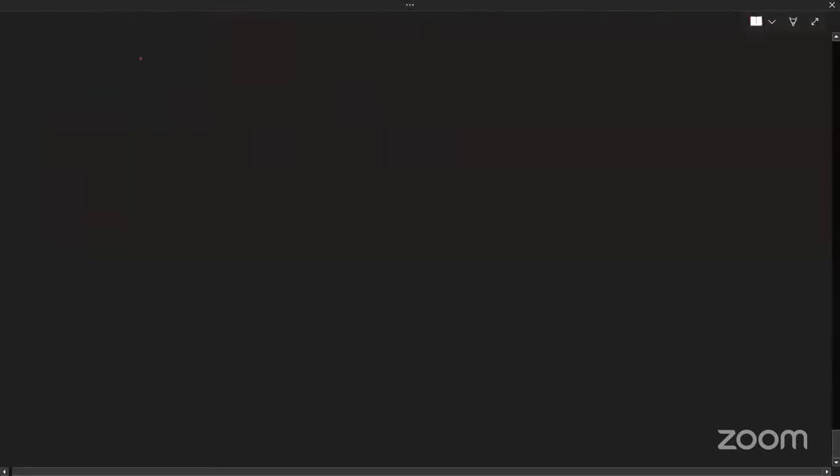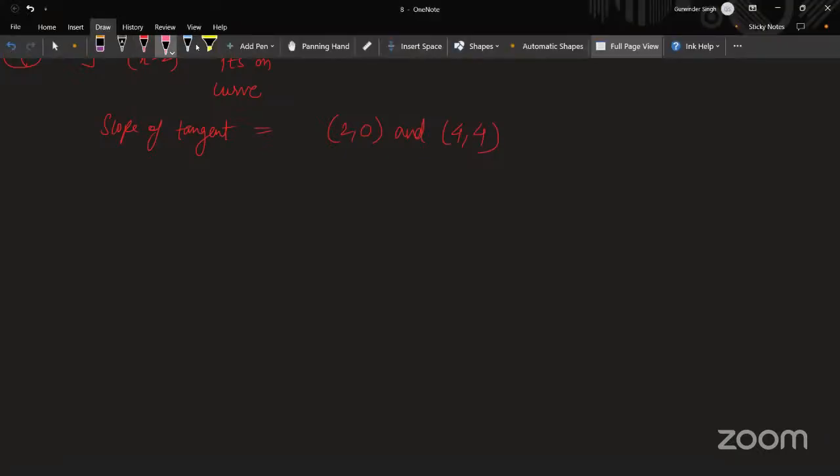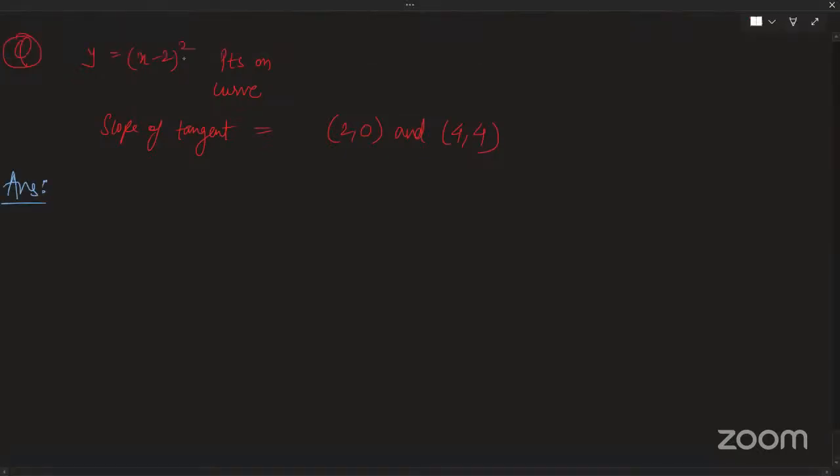Okay, fine. So a curve has been given to you, y is equal to x minus 2 whole square. So it is asking to find points on this curve at which the slope of the tangent equals the slope of the line segment joining the points 2 comma 0 and 4 comma 4. It is really basic. All you need to do is just apply the straight lines concept.